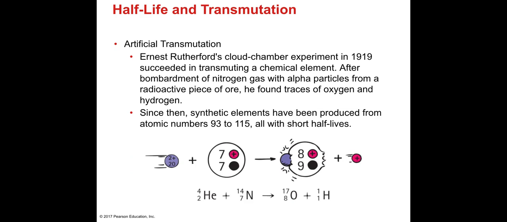So we have artificial transmutation. This concept was introduced by Ernest Rutherford's cloud chamber experiment in 1919. In Rutherford's experiment in 1919, he succeeded in transmuting a chemical element. After bombardment of nitrogen gas with alpha particles from a radioactive piece of ore, he found traces of oxygen and hydrogen. Since then, synthetic elements have been produced from atomic numbers 93 to 140 with short half-lives.